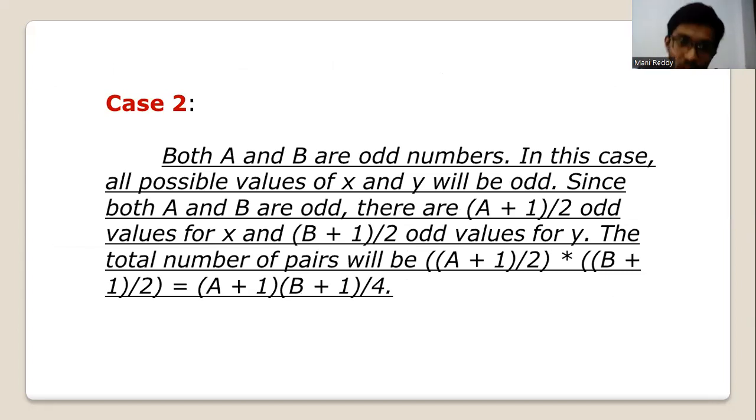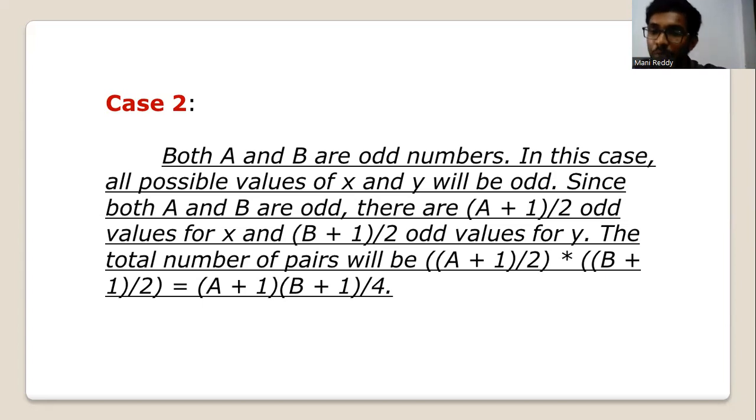Both a and b are odd numbers. Case one was both a and b are even numbers. Now the second case is a and b are odd numbers. In this case, all possible values of x and y will be odd, since both a and b are odd. There are (a+1)/2 odd values for x and (b+1)/2 odd values for y, sorry. The total number of pairs will be (a+1)/2 times (b+1)/2, that is (a+1)(b+1)/4.